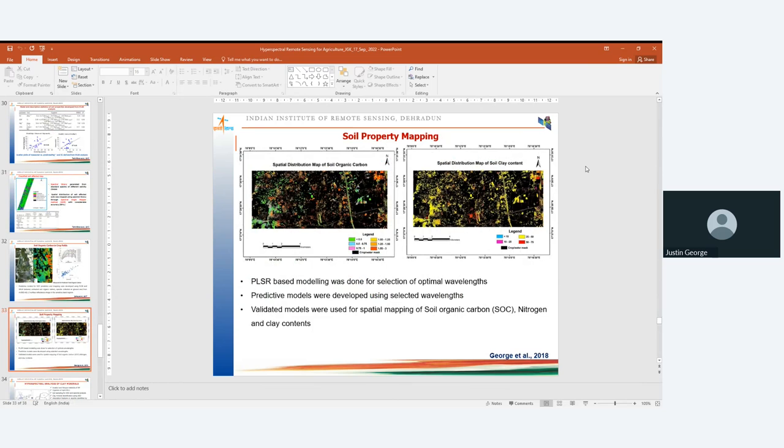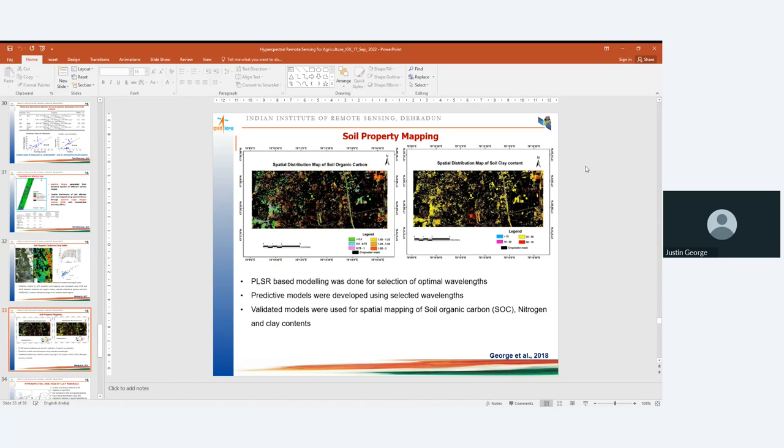Similarly, the study has also been extended to mapping of various other properties, not only the organic carbon. The only thing is that the area should be slightly devoid of vegetation, so that whenever the sensor is used or the satellite passes, we should get a clear, pure signature from the fields without much hindrance from vegetation or the moisture impacts.